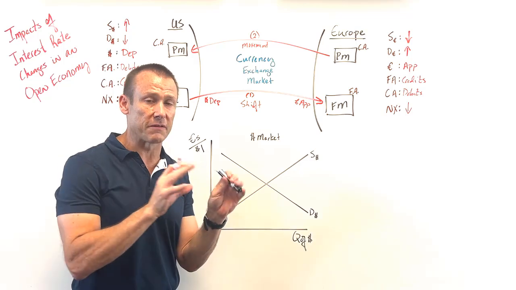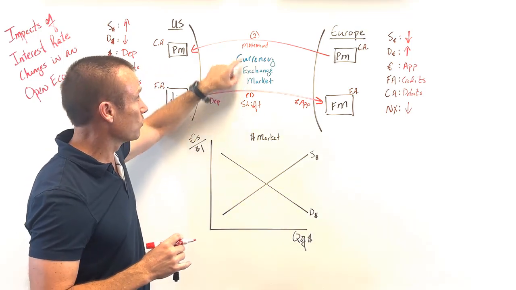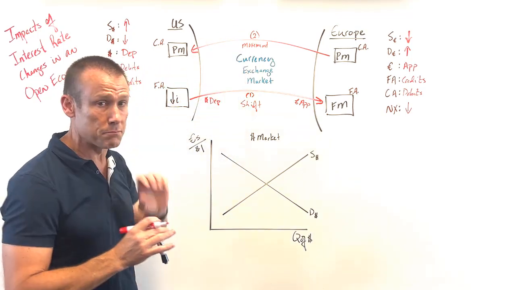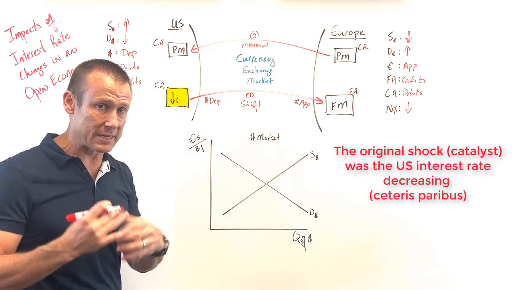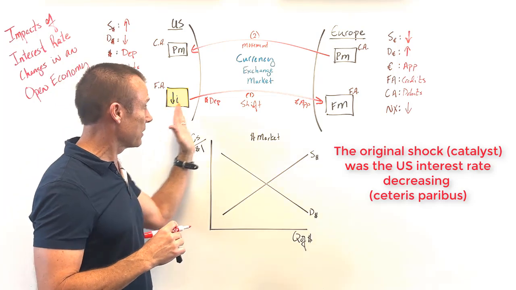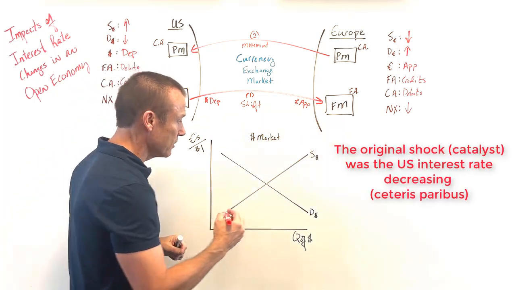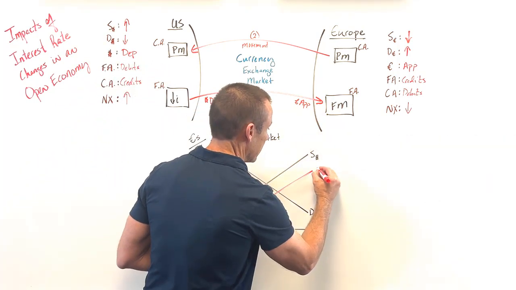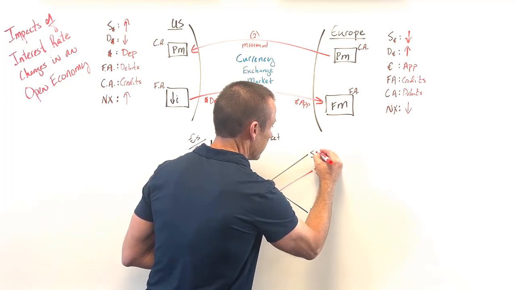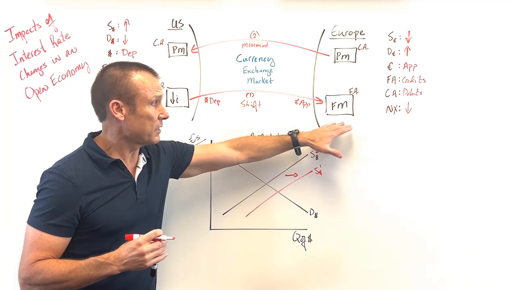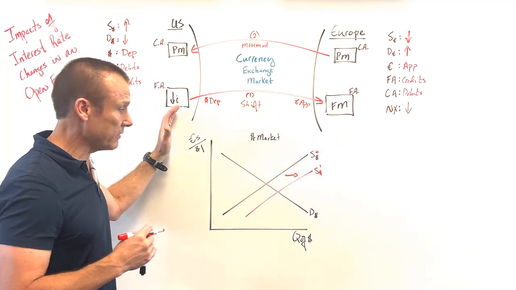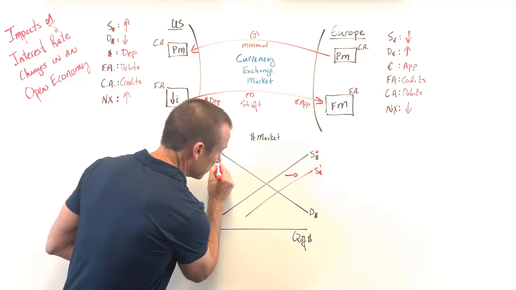But just to kind of finish it off, I want to focus again on this concept of shift and movement, okay? So that interest rate went down. And when that interest rate went down, like I said, Americans wanted to take their money that direction. We're going to get an increase in the supply of dollars. So there's our increase in the supply of dollars. Europeans don't want to come here with their savings, so they're going to demand less dollars.